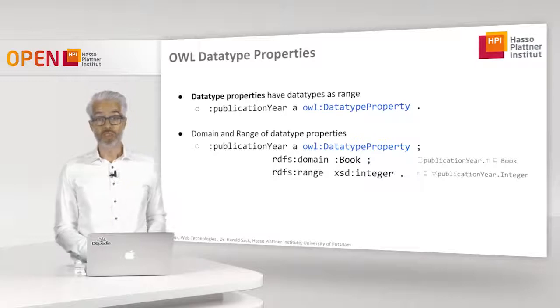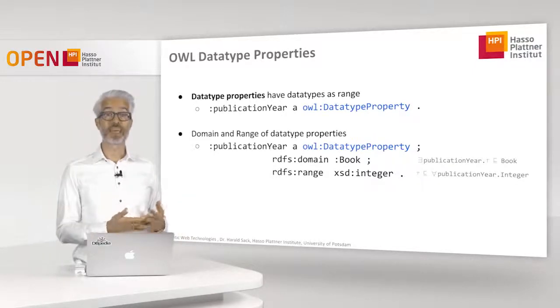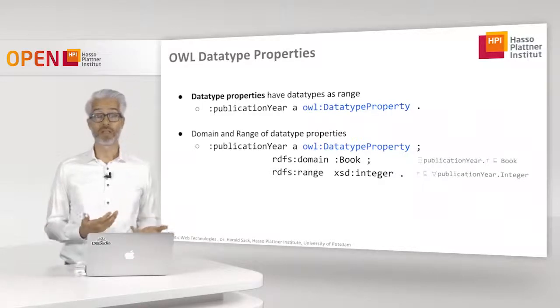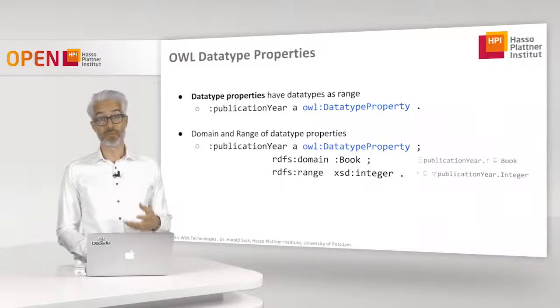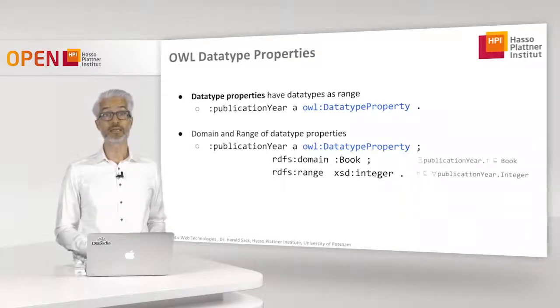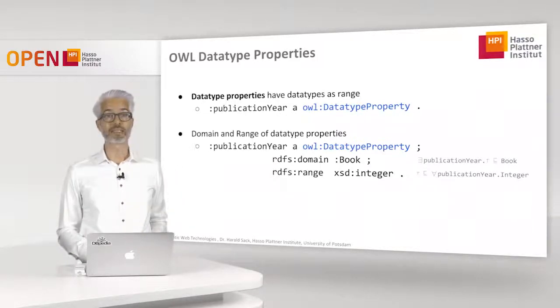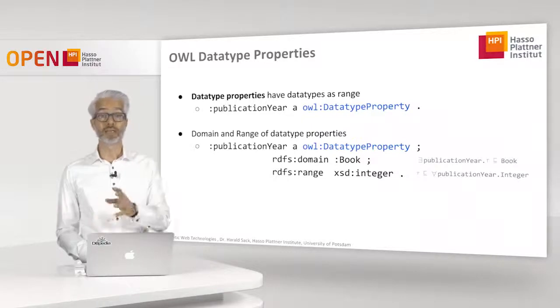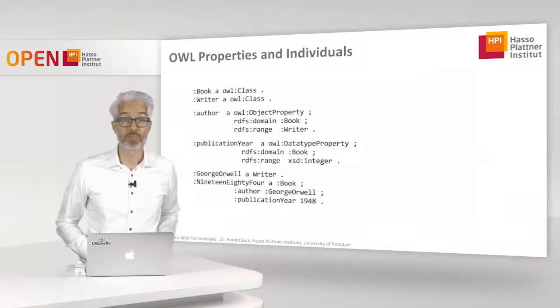And then the range will be a data type. And I can here take data types again from a subset from all available XML schema definition data types. So here, for example, I can use an XSD integer. I could also use another kind of number expression that is available in that vocabulary as a data type. So this would be a data type property. So we have object properties and data type properties.